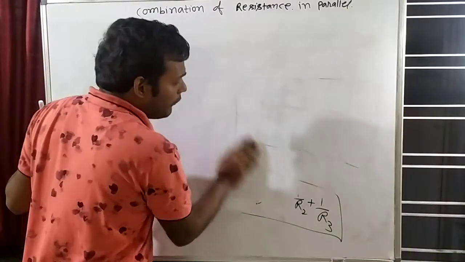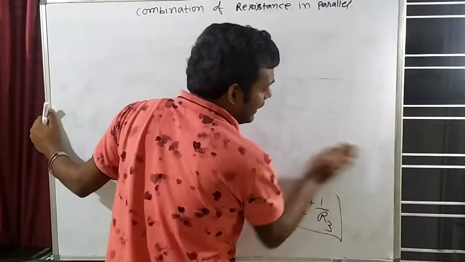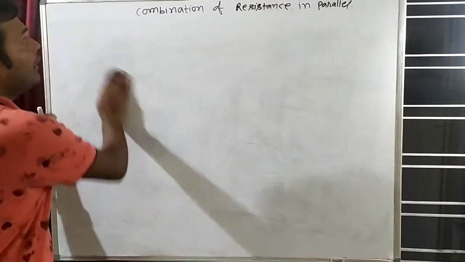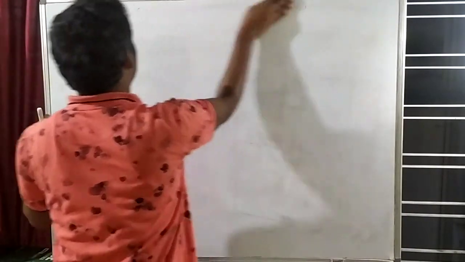In series, what thing will be constant? Current will be constant. And in parallel, what thing will be constant? Voltage will be constant. Clear? Now we will understand the combination of capacitors.